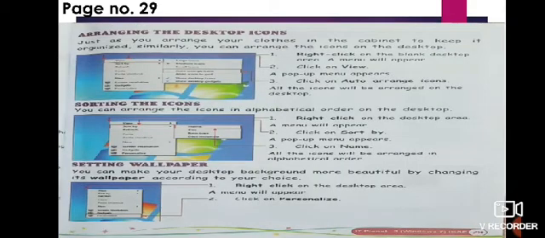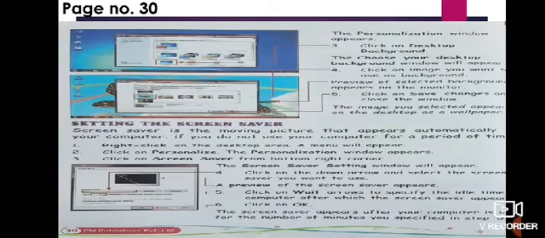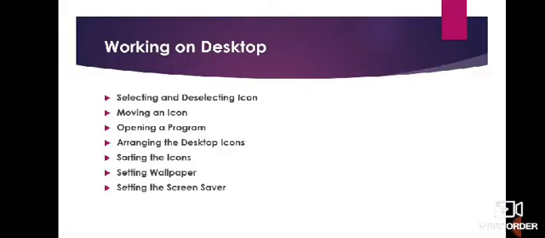Now next is on page number 28, working on desktop. Now how do we work on desktop? The operations for working on desktop are on page number 28, 29 and 30. These are selecting and deselecting an icon, then moving an icon, opening a program, arranging the desktop icon, sorting the icon, setting wallpaper, and setting the screensaver. Children, I will show you practically how you will perform all these operations on the desktop.